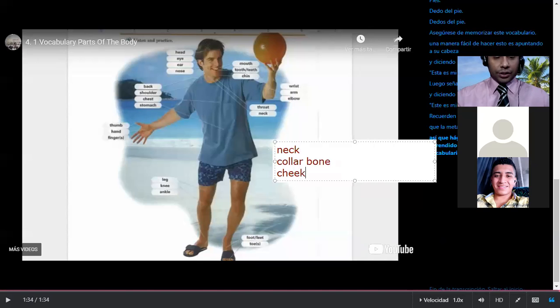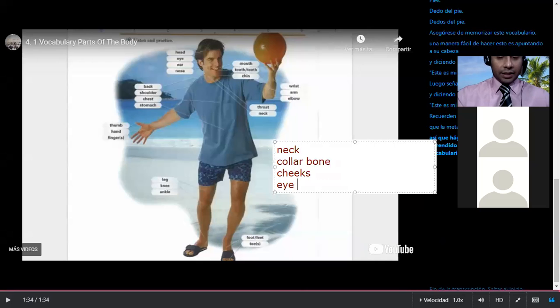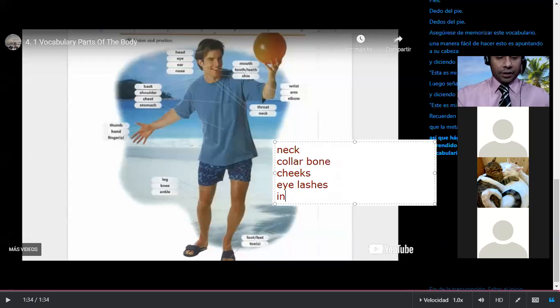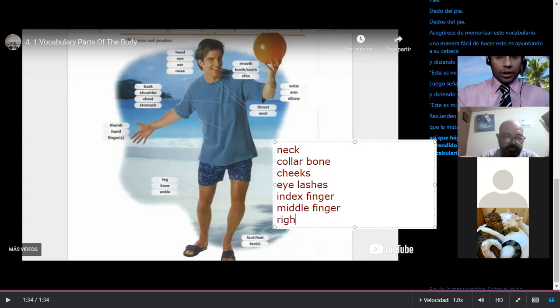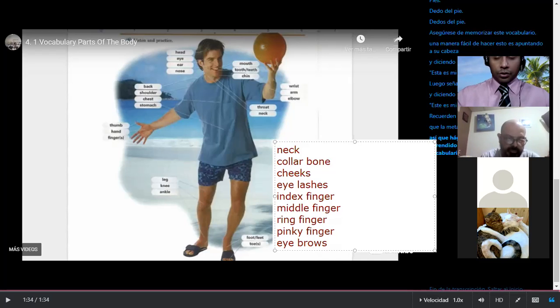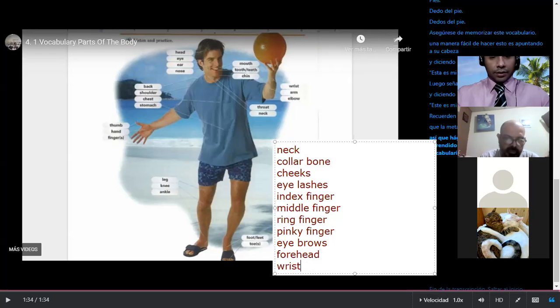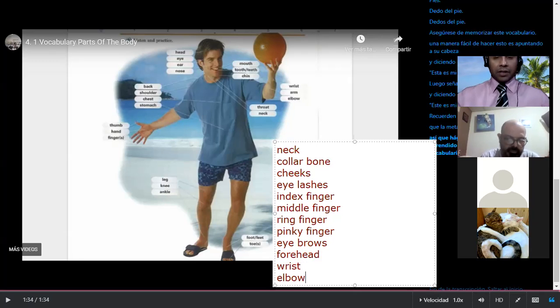Cheeks. Lashes. The names of each finger. Ah, okay. Eyelashes. Index finger, the pointer finger. Middle finger, the finger in the middle. Ring, R-I-N-G, ring finger, where the ring goes. And pinky finger, the little one. Eyebrows, eyelashes. Also, I heard forehead. What else? Wrist. What else? Elbow. Okay, that's good. I think those are all.